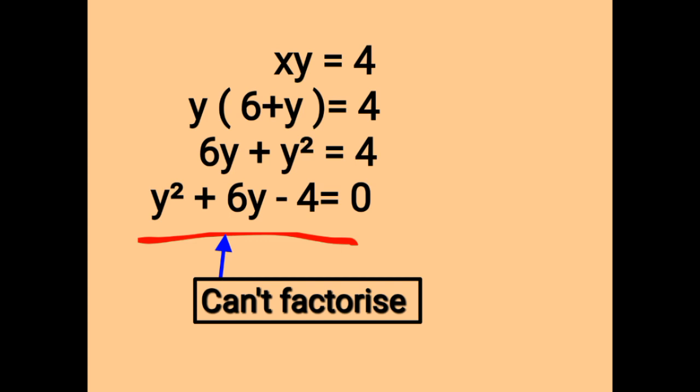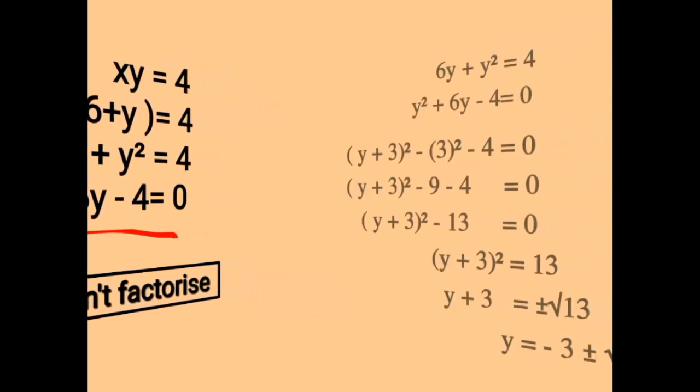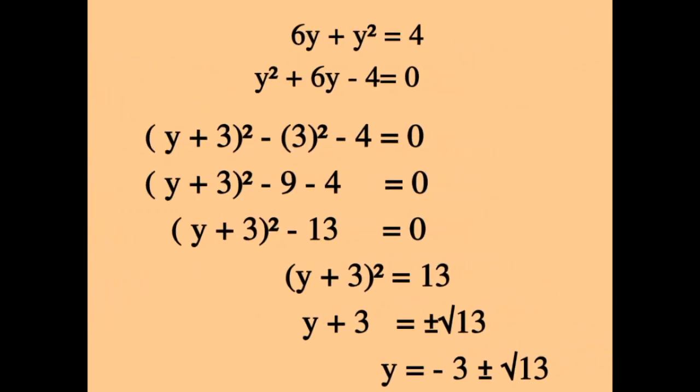You cannot factorize this. So, here complete the square for y squared plus 6y. Completing the square for y squared plus 6y gives us (y plus 3) squared minus 9 minus 4 equals 0. (y plus 3) squared minus 13 equals 0. (y plus 3) squared equals 13. Taking the square root from both sides gives us y plus 3 equals plus or minus the square root of 13. So, y equals minus 3 plus or minus the square root of 13.